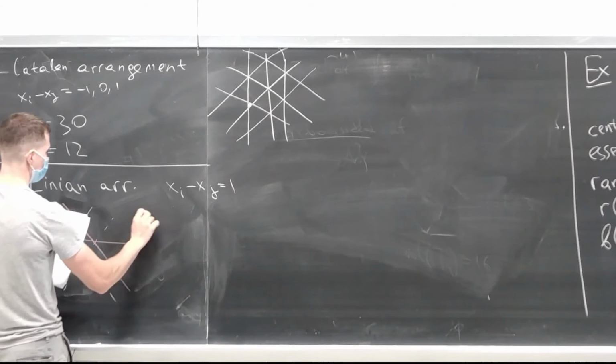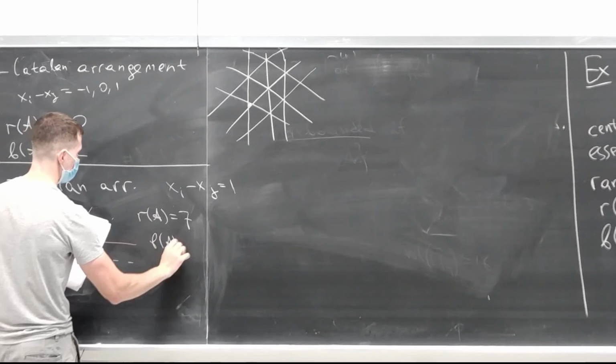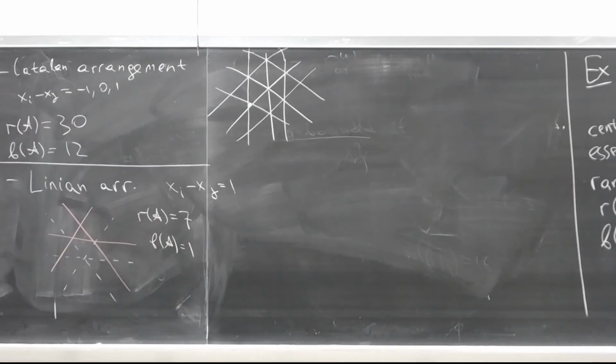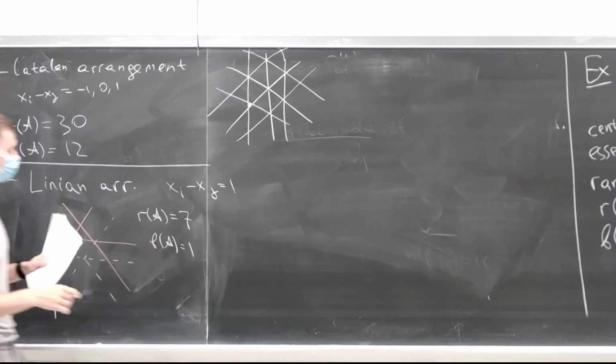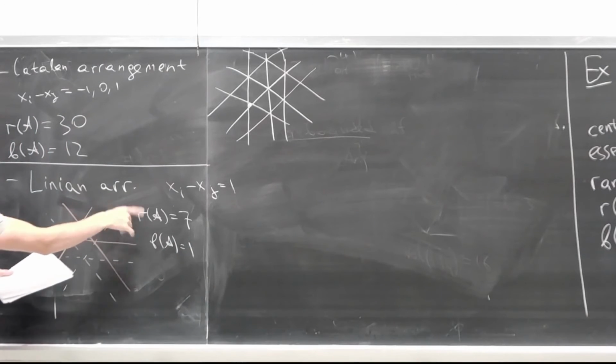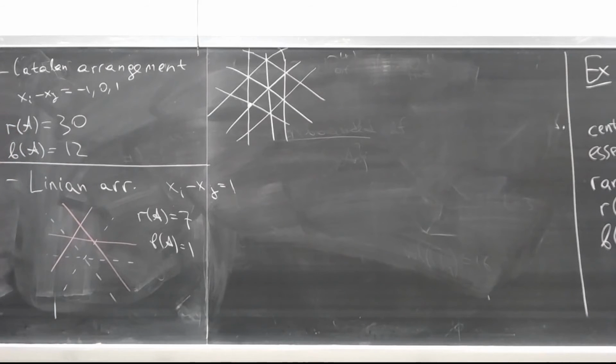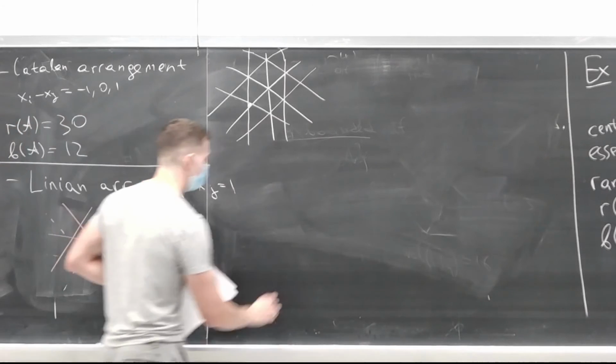So the number of regions is 7. The number of bounded regions is 1. And what 7 and 1 are in general is pretty hard to do, but it's possible, though that's a pretty recent result actually. Compute these. All right, let me continue with some more examples.